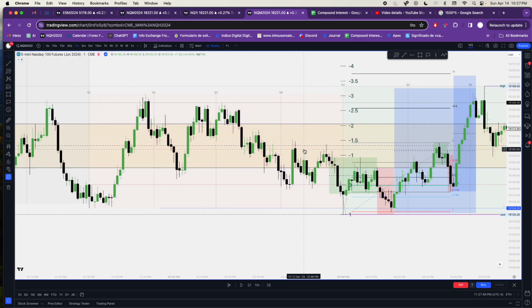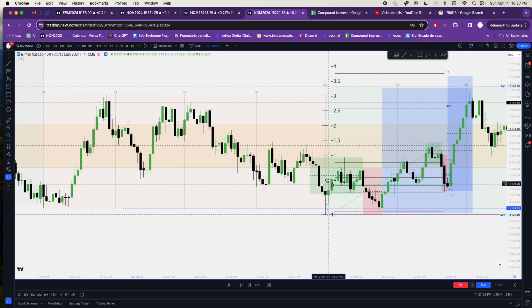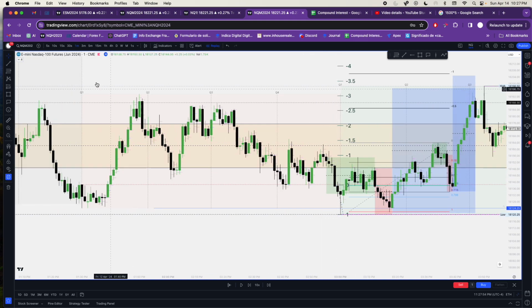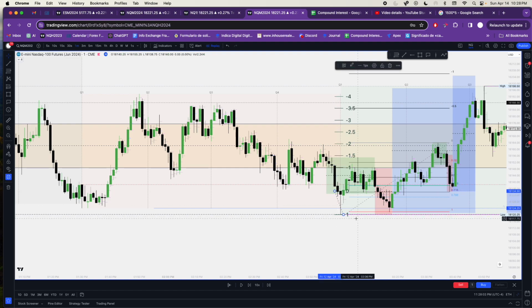Okay, so question is, why are you measuring this one and not this entire one here? Because we want to measure the manipulation leg into what? Yeah, you got it. All right, draw on liquidity. Let's write that down. Measure manipulation leg into high time frame draw on liquidity. Put as a 7.